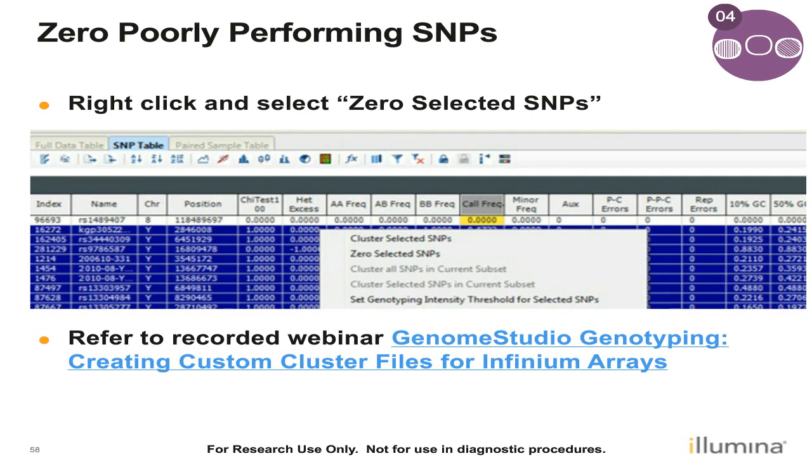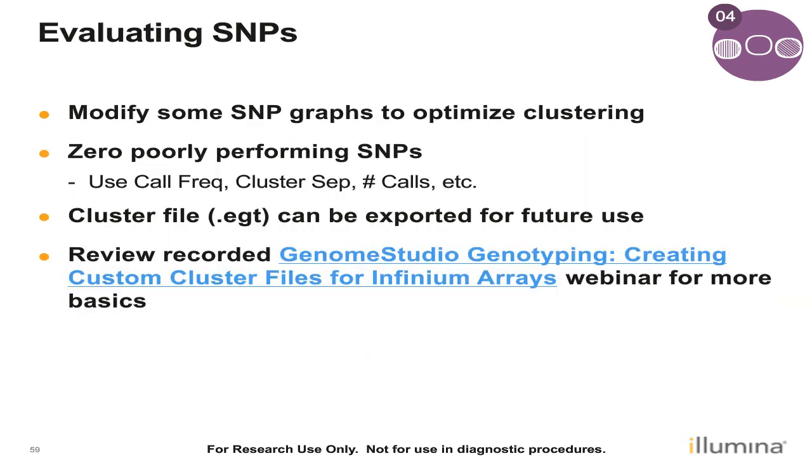However, there are certain SNPs that really can't be improved. And in this case, you just want to zero them out. So in the data table, you can right-click and select Zero Selected SNPs, and these SNPs will be zeroed out from your data. So if you'd like more information, you can consult the custom cluster file webinar. But in summary, when you're evaluating SNPs, you can modify some SNPs to optimize clustering, and others you will have to zero if they are poorly performing.